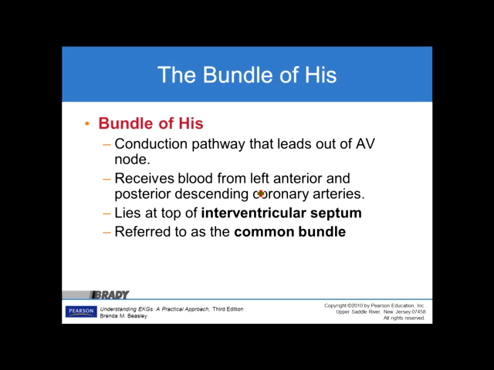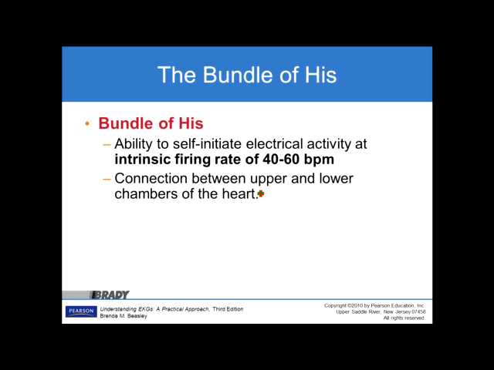This bundle here is just below the AV node, and this is a very large bundle of fibers that are the pacemaker cells. If the AV node fails, we can generate an impulse beat from the bundle of His. The bundle of His has the ability to self-initiate electrical activity at an intrinsic firing rate of 40 to 60 beats per minute. It is the connection between the upper and lower chambers of the heart, and this is what's going to connect both of the atria to the ventricles.